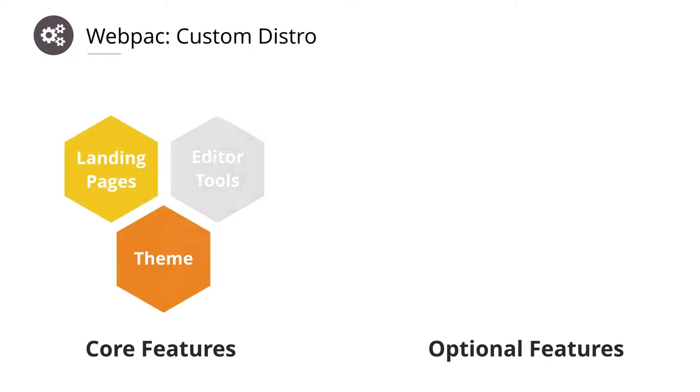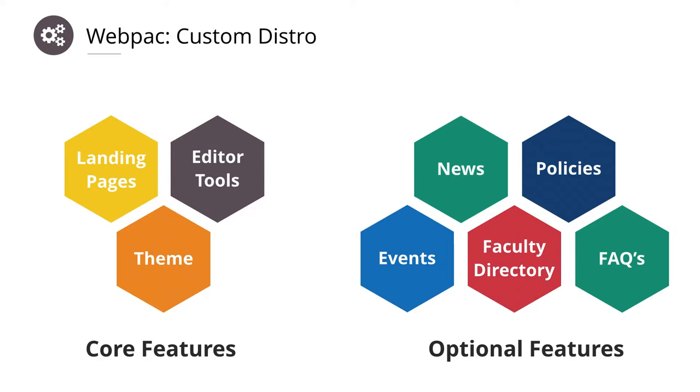So Webpack really has two groups of feature sets. The core features, like the landing page builders, editor tools, and the theme, every instance of Webpack has all of these pieces enabled by default. And then there's sets of optional features: news, events, faculty directory, policies, and FAQs. The individual instances of each Webpack website can turn on and off these particular packages of features, or have none of them at all. So the advantage of bundling these features is it gives flexibility and options to the site owners, and it also has an advantage from a documentation point of view, where if someone has a set of features it will have the same kind of documentation requirements regardless of the website.